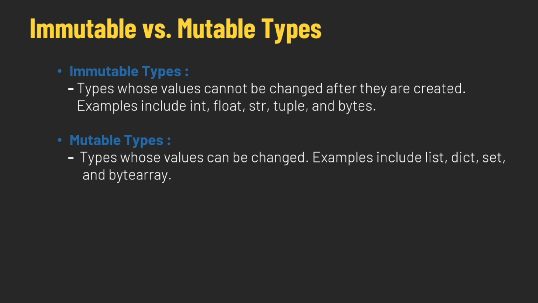Mutable types. These are types whose values can be changed after creation. For example, list represents an ordered mutable collection of items like a shopping list. Dict represents key value pairs like a dictionary. Set represents unordered unique items like a bag of marbles. Bytearray is similar to bytes but mutable, used for binary data. Immutable types ensure stability, while mutable types allow flexibility.